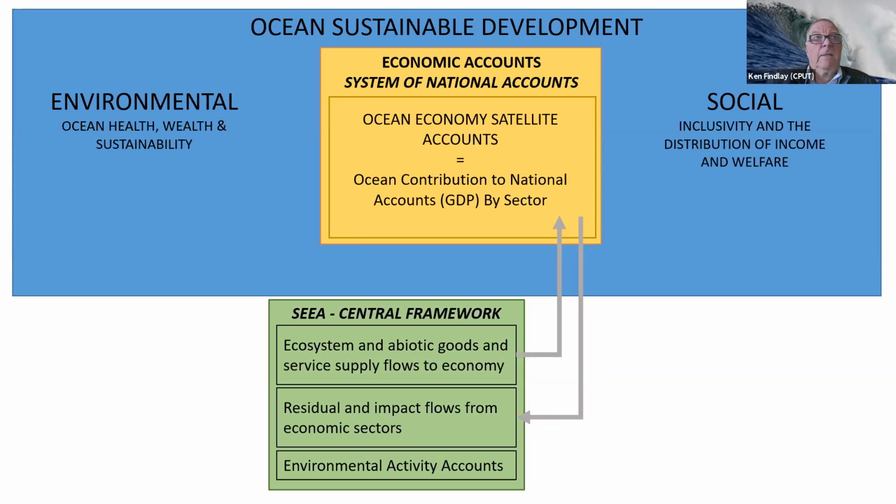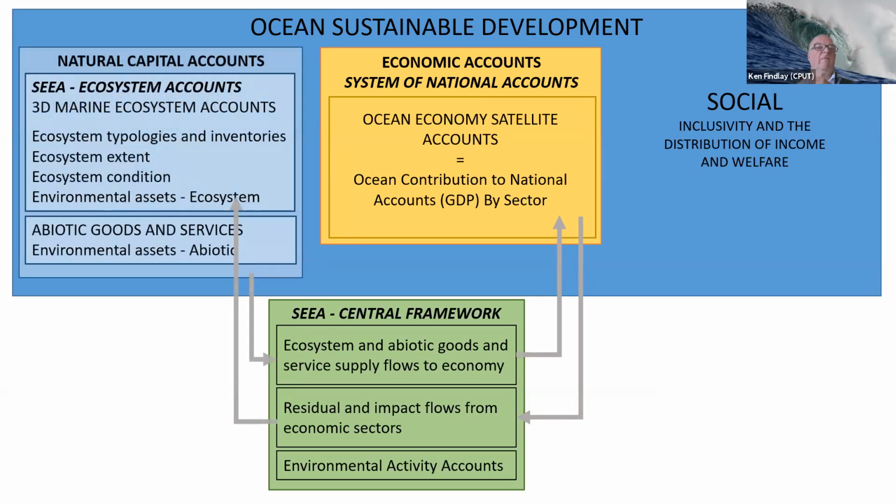And these are captured through the System of Environmental Economic Accounting Central Framework, along with the environmental activity accounts, which is what countries spend on ocean governance and management. So these flows, where do they come from? Where do they go to? Well, of course, they go to the environmental component that we capture through natural capital accounts in two manners. Firstly, the marine ecosystem accounts in a three-dimensional manner, encapsulated within the SEEA ecosystem accounts process. These measure ecosystem typologies and inventories, what kind of ecosystems we have in a particular region, their extent, their condition, the ecosystem services and environmental assets that arise from those ecosystems. The other aspect that's important here is the abiotic goods and services that arise through those natural capital accounts, the non-renewable aspects.